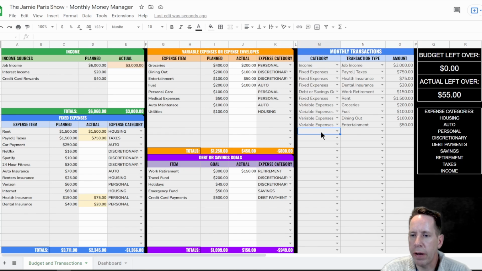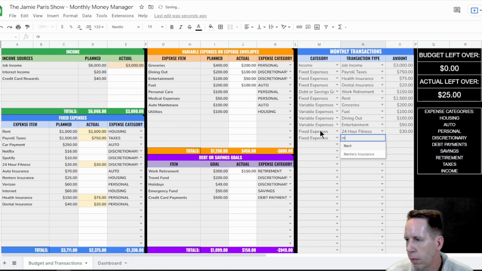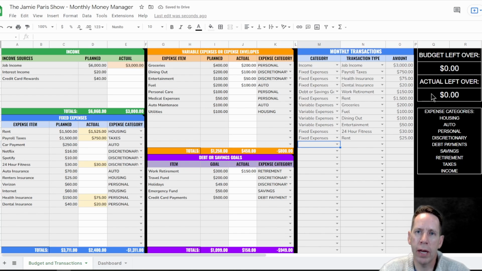So to equal the $55, we're going to go ahead and just pay our 24-hour fitness early and our renter's insurance early as well. So we're just going to enter in that. Again, those are just fixed expenses. So we just go fixed expenses and 24-hour fitness and $30 there. And then we're going to do our renter's insurance. So fixed expense, renter's insurance, and $25 there. So now we have $0 left over till we get paid on our next paycheck.